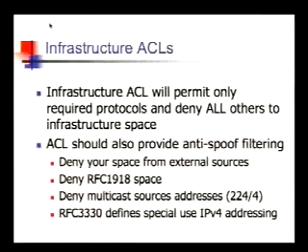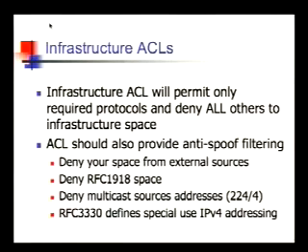So, infrastructure ACLs, or IACLs as they're called. The idea is to permit only required protocols and then deny everything else headed towards the IP address space of the network infrastructure. We certainly want to go ahead and implement anti-spoofing here as well. One of the basics of anti-spoofing is we don't want to allow people to spoof our own addresses from outside and send that traffic into the network.